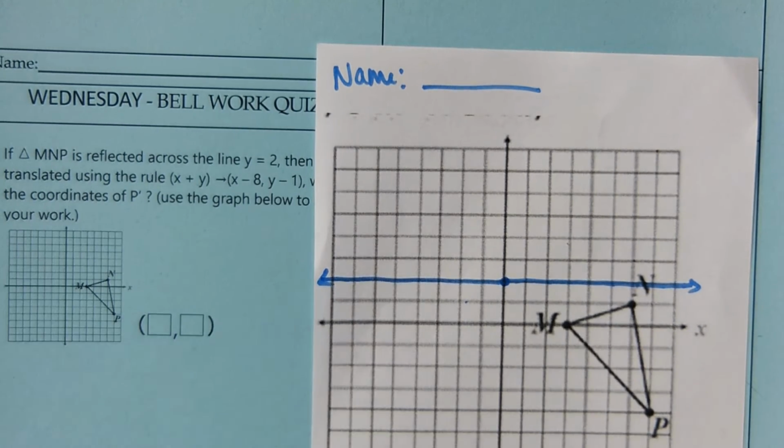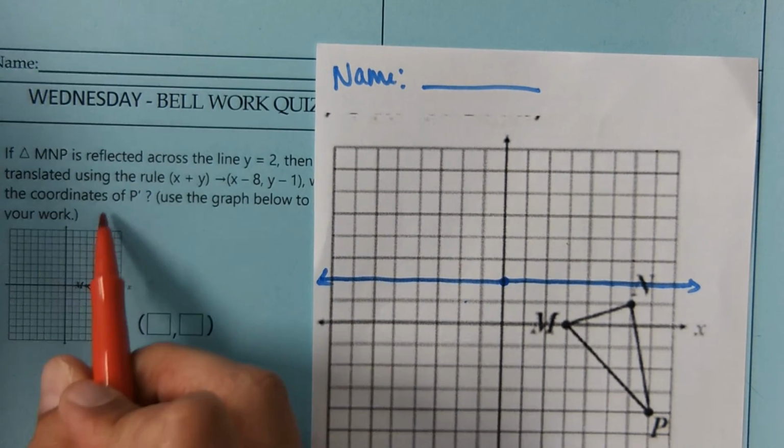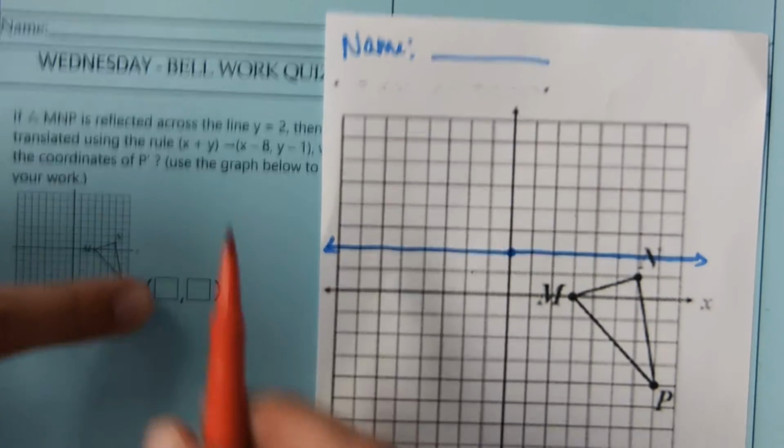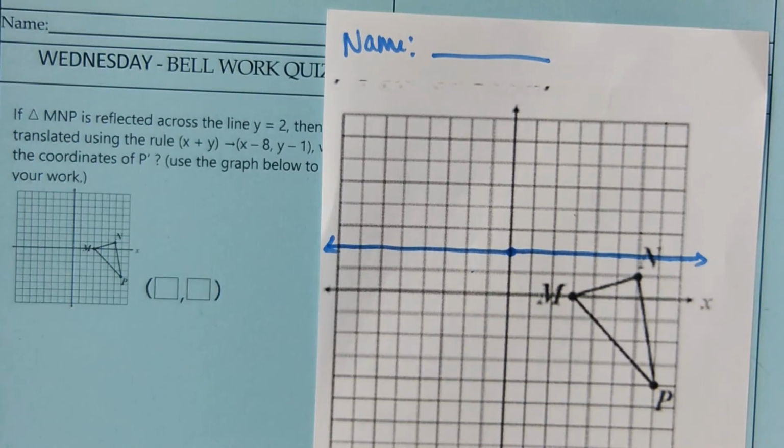Okay, I'm going to pause. I'll let you do that. And then the final step, it wants to know the final coordinates of P after these directions. So once you're done, let me know. I'm going to put a timer for 5 minutes, and after that, I'll go over it for anybody who needs extra help.